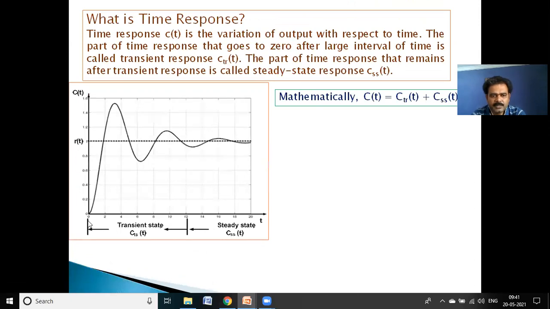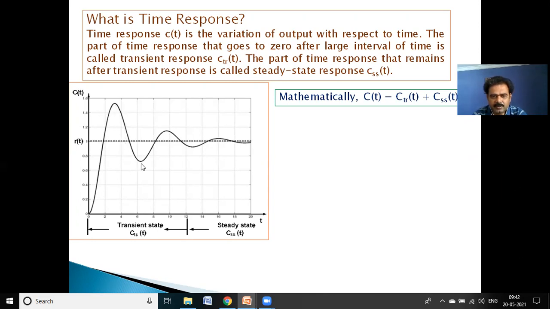For example, if we take something like this, the input is R of t. Before time 0, the switch is kept open, so there is no output. Immediately at t equals 0, the switch is closed. Here the input value is the unit value 1. Even so, immediately after the switch is closed, the response, if we observe, suddenly rises to 1.5. So the input is 1, but the output rises to 1.5.